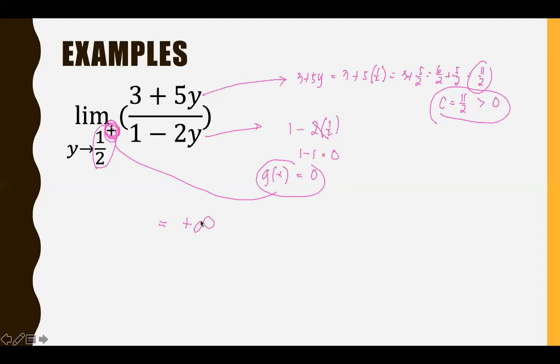Because if you can recall the first condition under that specific theorem, if c is greater than 0 and our g of x is approaching 0 from the right, that is why it satisfies the first condition under the first theorem, and it is equal to positive infinity. So that's how you do it when you will be solving infinite limits like this.